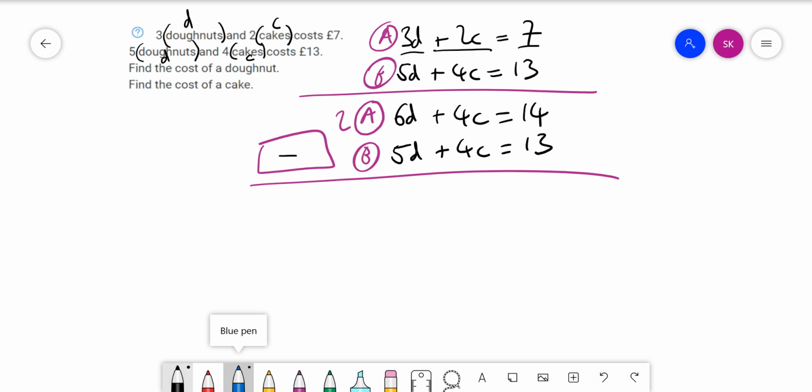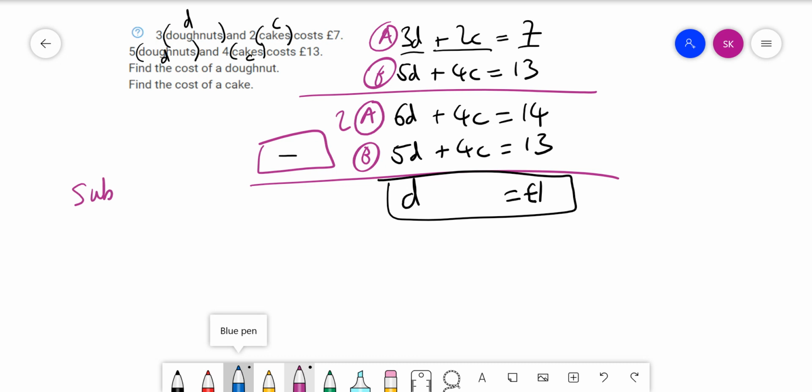All the examples involve taking away. It's not ideal. 6D take away 5D is 1D. 14 minus 13 is 1. That is my solution. So I reckon one donut costs £1. But I've now got to find the cost of a cake. What am I going to sub into? Sub in A. Looks easier. If I sub in A, I check in B.